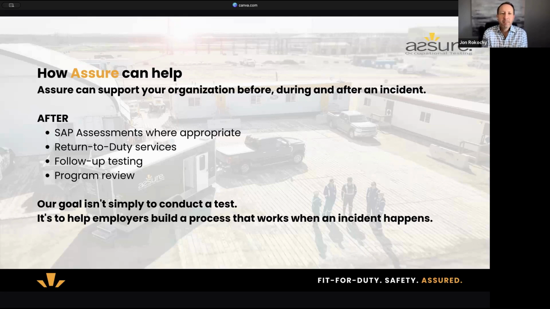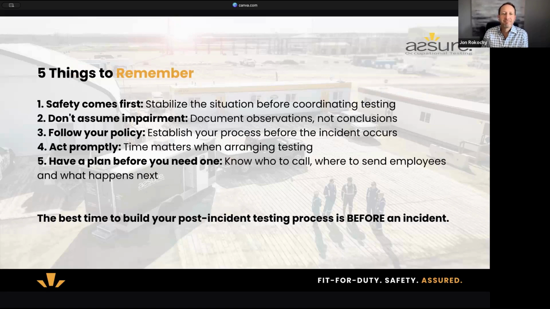The next best step is to complete a substance abuse professional assessment to support you with coming up with next steps in a return to duty plan for that employee. We'll support you with follow-up testing and again, return to duty program review. Our goal here at Assure is not just to be a testing provider, it's to help support you and your company build a process that works when an incident happens.